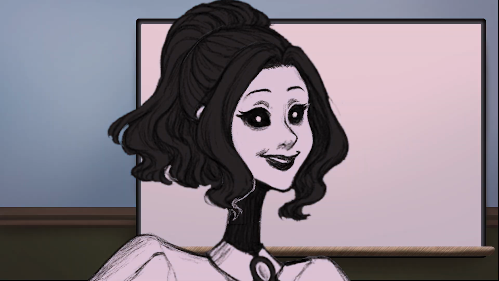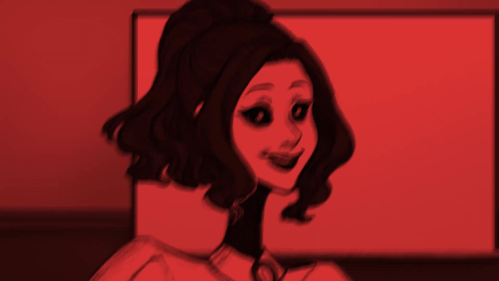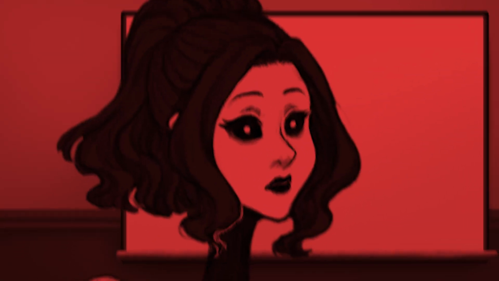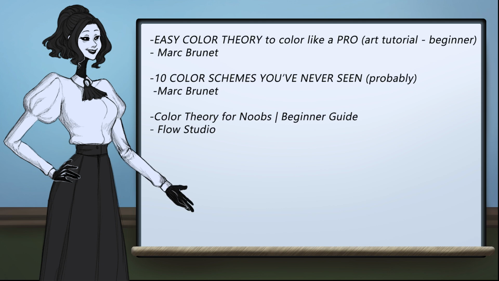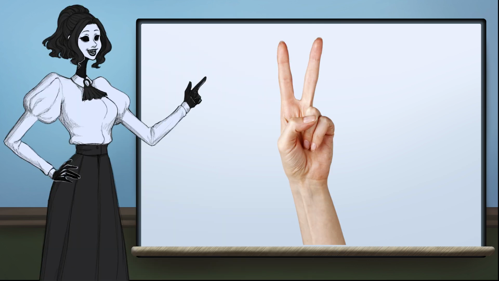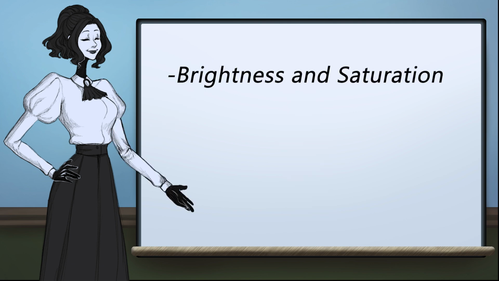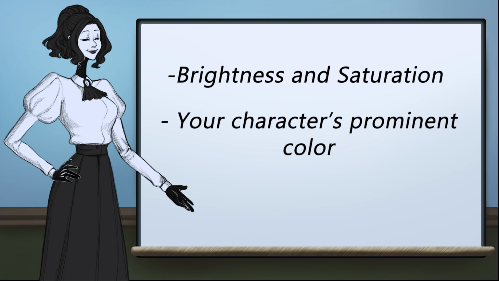And off we go to a cliff somewhere where we can all end our miserable existence. If you want the full color theory experience, you can search these titles on YouTube as they cover the whole party and go in depth about the dynamics of all the colors. And don't ask me about explaining the colors again, please. Now that we have that out of the way, there are 2 things you need to keep in mind when you pick the colors of your characters: brightness and saturation, and your character's prominent color.